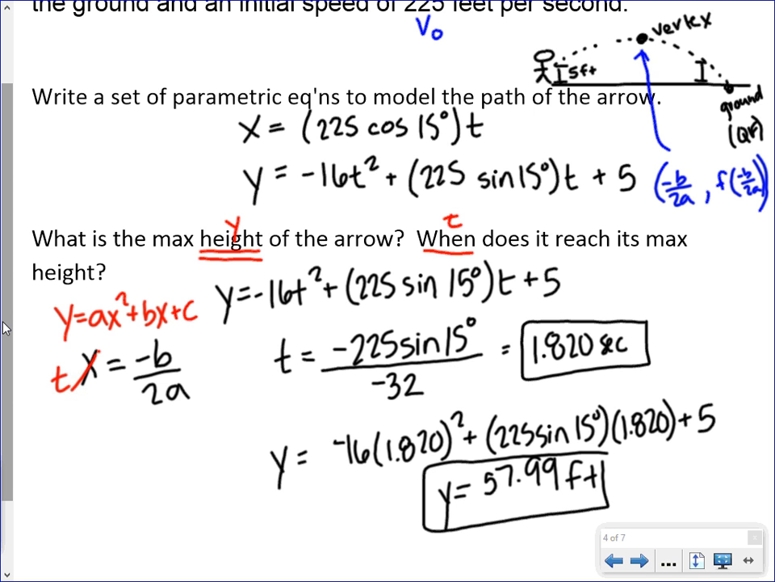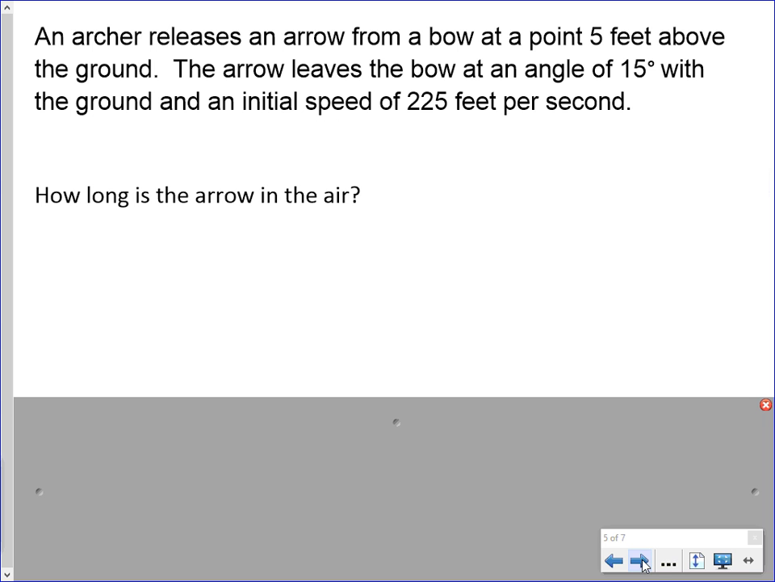Okay, now I'm going to ask a follow-up question. My next question, same scenario, so you don't have to rewrite anything. How long will the arrow be in the air? When she just multiplied 2 times. Set y.